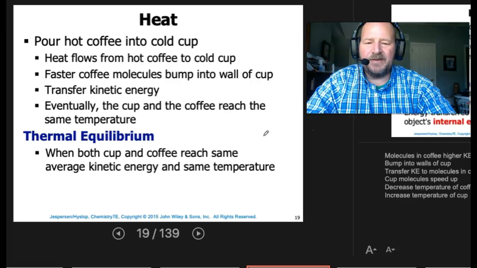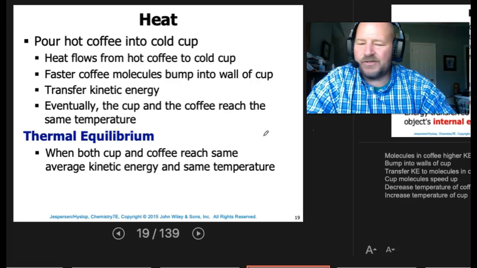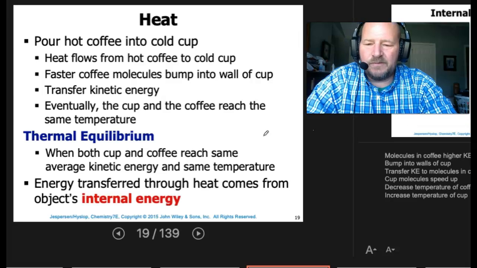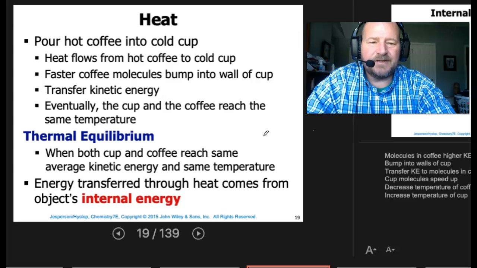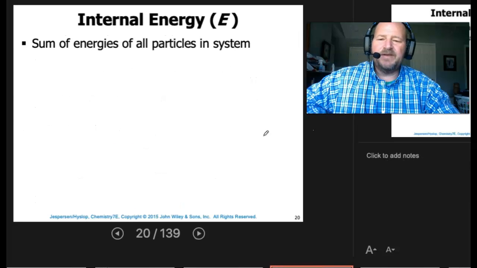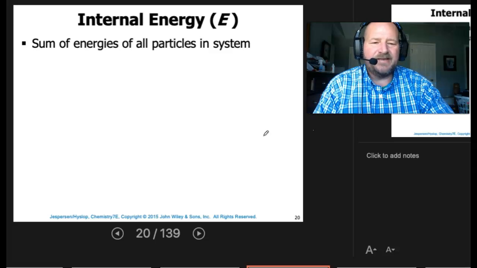So if both the cup and the coffee are at the same average kinetic energy and the same temperature, that would be thermal equilibrium. Energy transferred through heat comes from objects' internal energy. Okay, so what is internal energy? Well, that's the sum of all of the energies of particles in the system.